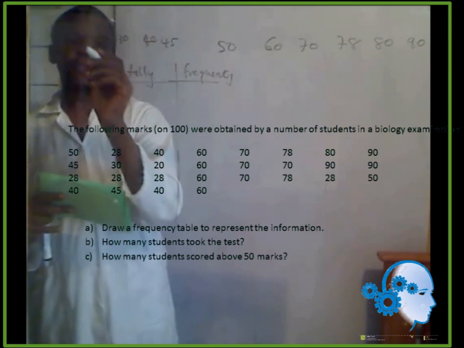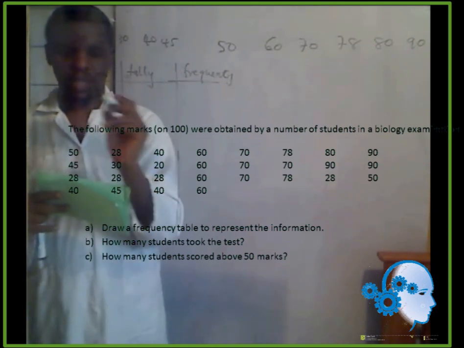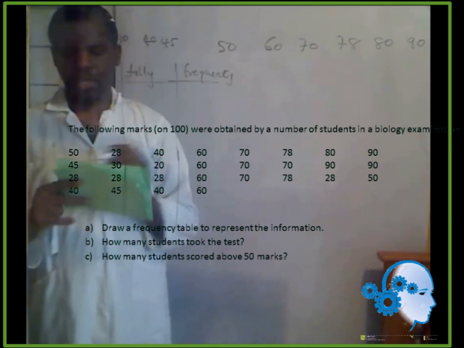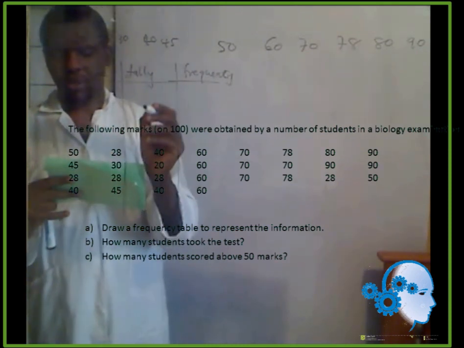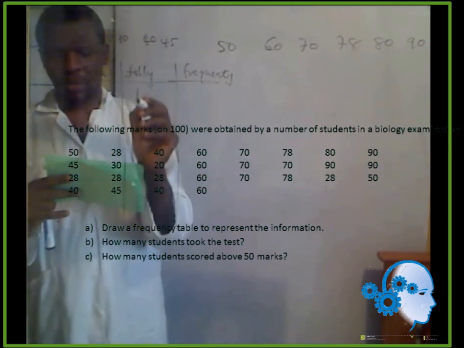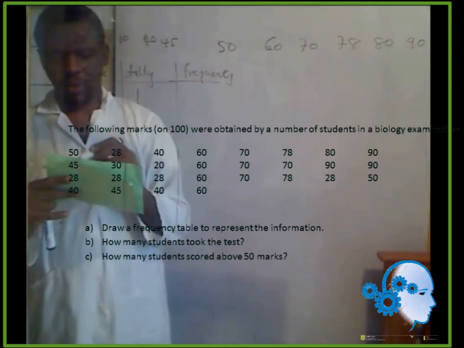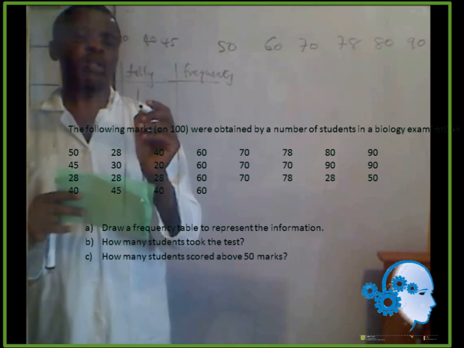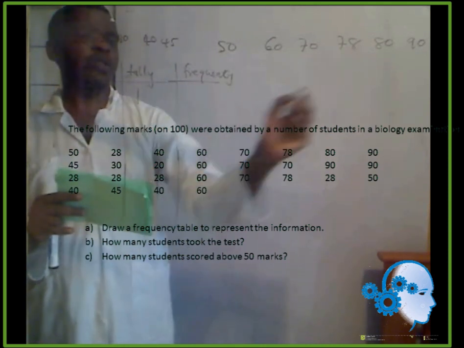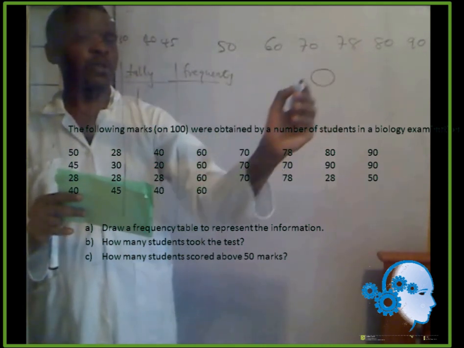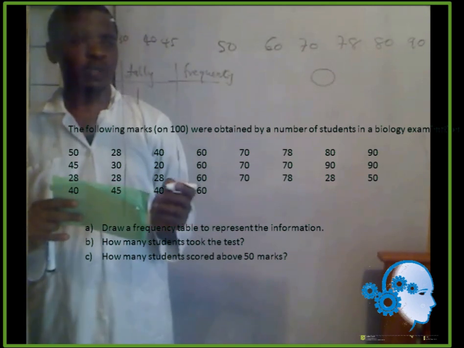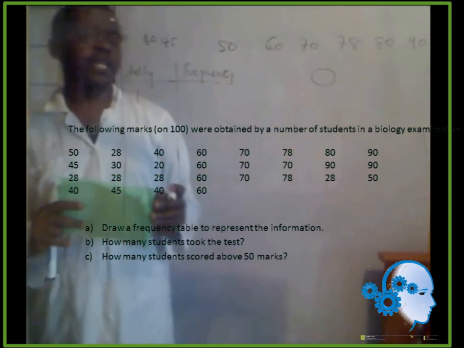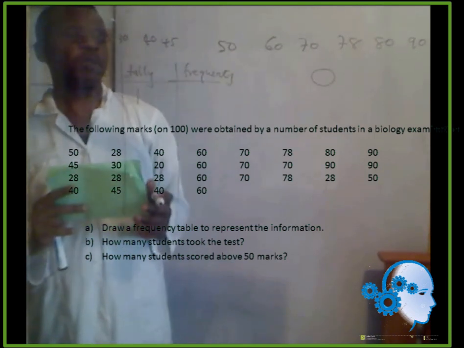I start with the least value, that is 20. I start tallying. So 20, I see that 20 occurs once. So when tallying and counting the number of values in the data, it is always good to encircle them so that you know which value has already been used. And this will also serve as a check if at the end you find out the value was not counted.